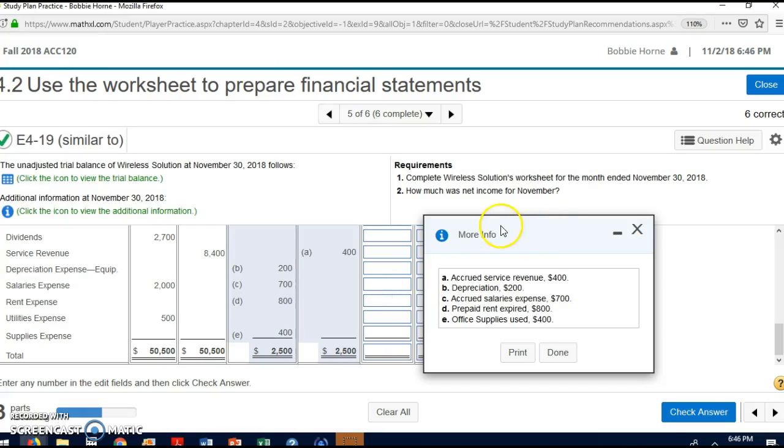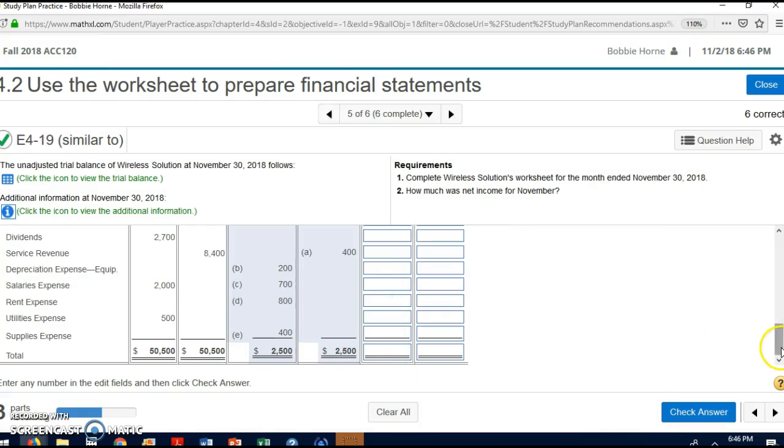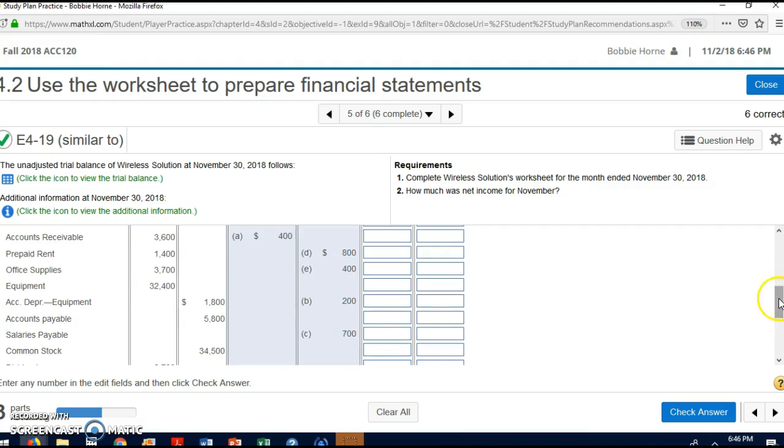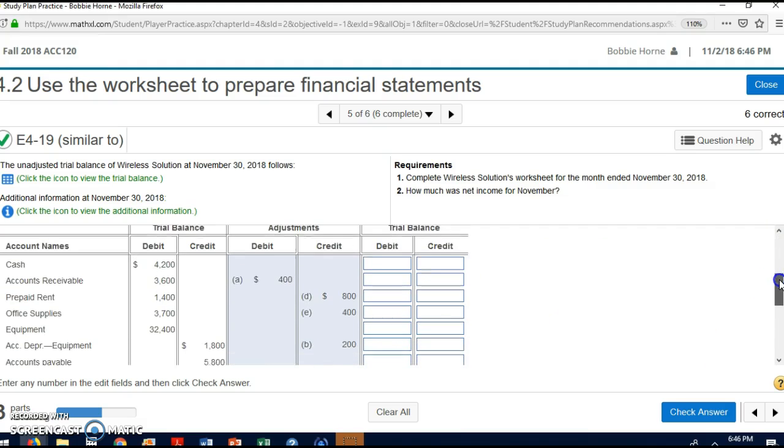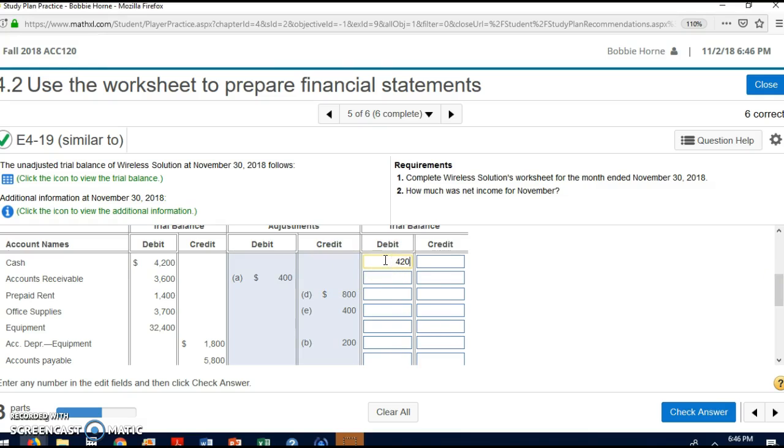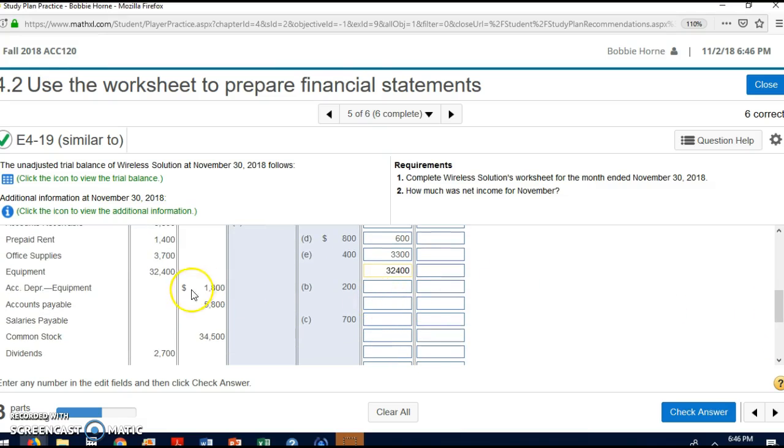Now we need to get our new balances. So now cash didn't change, but accounts receivable went up. Prepaid rent, 1400 minus 800 would be 600. Office supplies, 3700 minus 400 would be 3300. Equipment doesn't change. We keep up depreciation in a separate place. 1800 plus 200, accumulated depreciation is 2000.